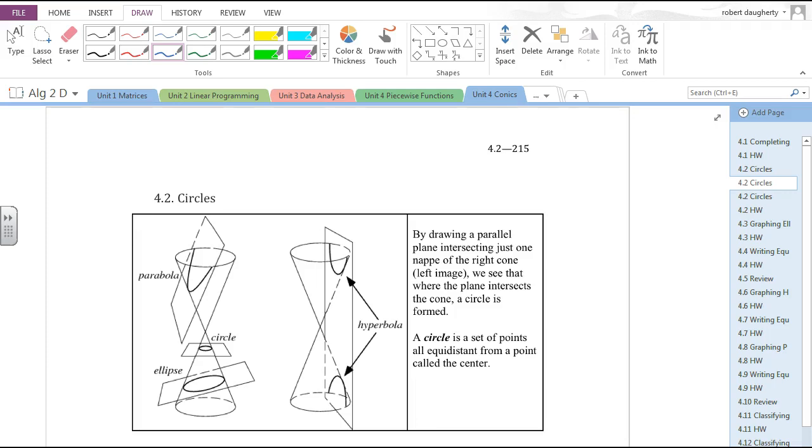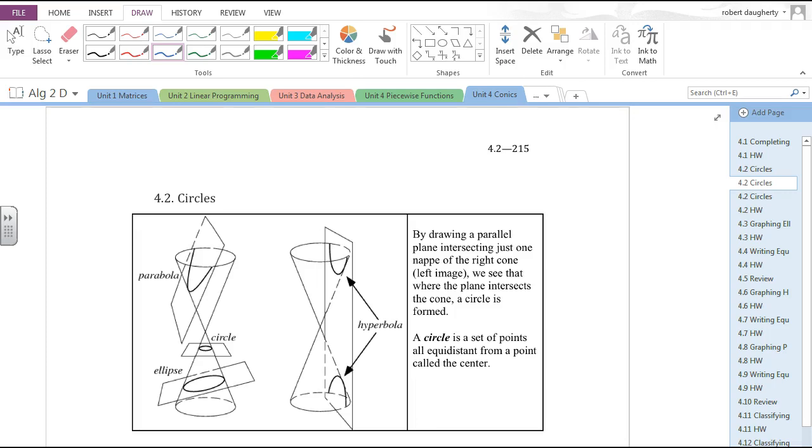I've got a string here. This is the center. So the set of all points that are the same distance from this point. So the string shouldn't change in length. So anyway, you can amaze your friends. So that's the definition of a circle. All points that are the same distance from one fixed point. That's what a circle is.